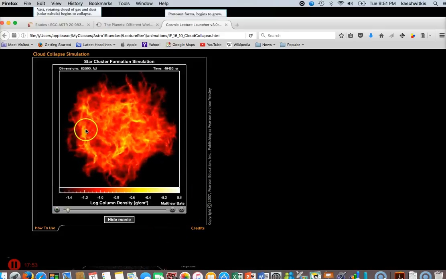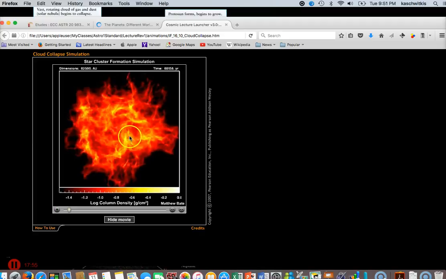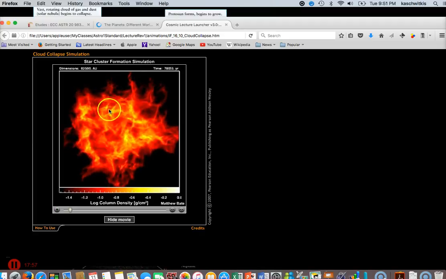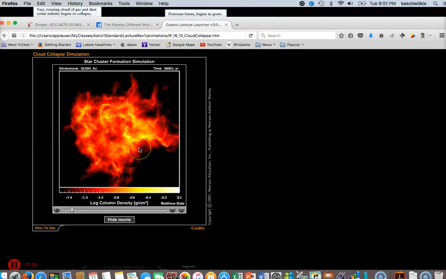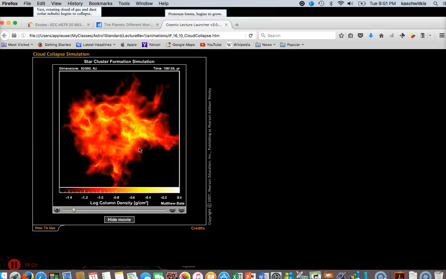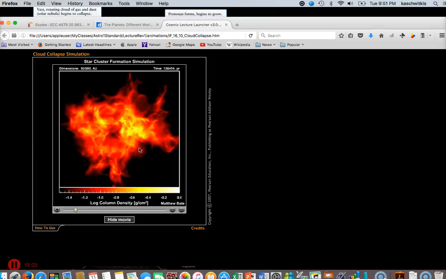So notice the bright yellow spots. These are regions which are more dense than others. And it's no longer spherically symmetric. It's no longer like a ball. It's little tendrils and things like that.